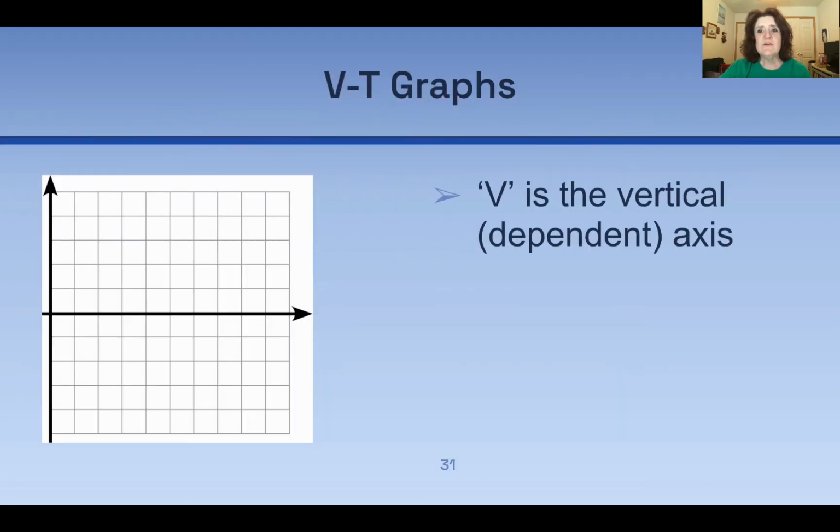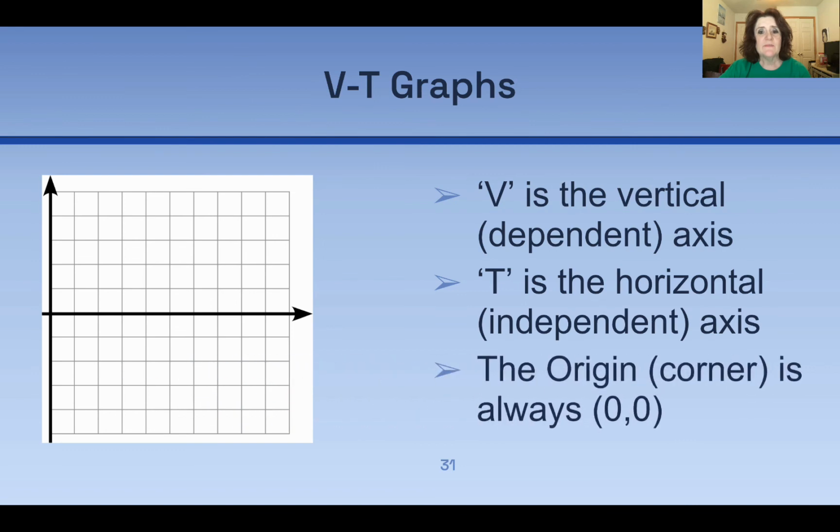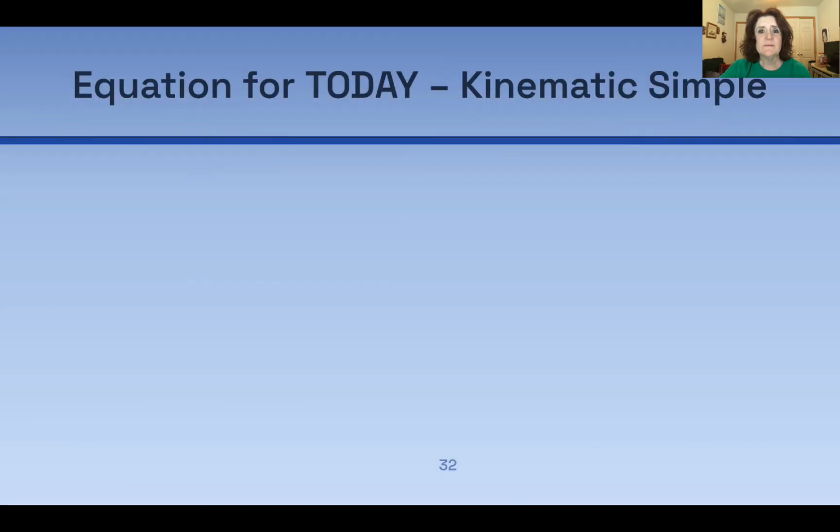On the VT graph, the V is your vertical or dependent axis, the T is your horizontal or independent axis, and it will match the time scale from the XT graph. The origin here is also always 0, 0. Again, there are no breaks, so scale is important.